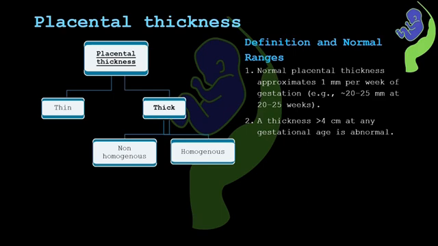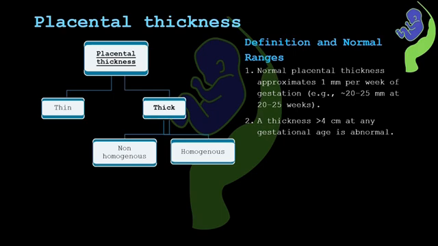However, a placental thickness of more than 4 centimeters at any gestational age is considered abnormal and needs further evaluation. Although there is no definitive cutoff to say thin placenta, some studies say that less than 2 centimeters is considered as thin placenta. The placental thickness can be reduced, as I have told already. It can either be thin placenta or it can be thick placenta. If it is thick placenta, then it is important to differentiate whether it is homogeneous or heterogeneous placenta, because the etiology may be different for each of them.